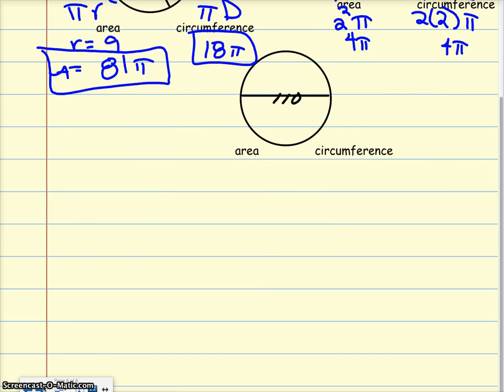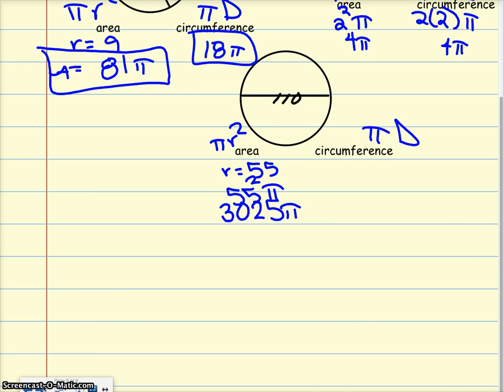Okay, area of this next one, pi r squared, so I need to know r. What's r? What's half of 110? 55. Uh-oh, I do need my calculator for this one. So this is going to be 55 squared pi, whatever that is. 3025? Okay. And lastly, circumference, pi times diameter, 110 pi.